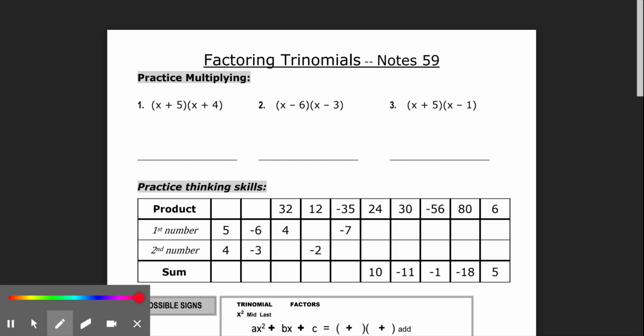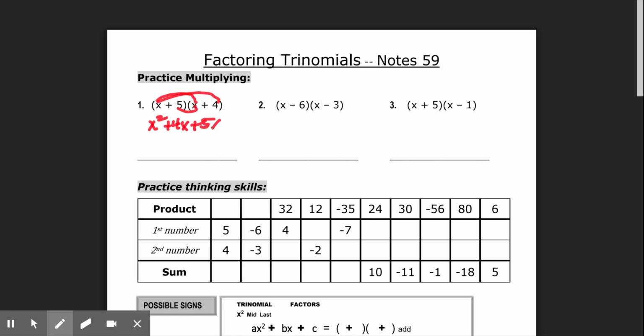First of all, we're going to practice multiplying. You can either use the distributive / FOIL method, or you can use the Punnett square. I'm just going to use the FOIL method. So we have x times x is x squared. X times 4 is 4x. 5 times x is 5x. And 5 times 4 is 20. Then we combine our two middle terms. So we're going to have x squared plus 4x plus 5x is 9x, and then plus 20.